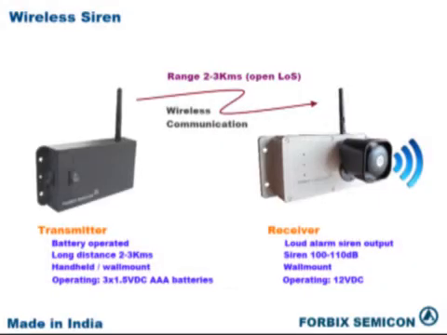Welcome to this video demonstration of wireless long-range siren system. The set consists of a battery-operated transmitter and siren receiver. The range of communication is 2 to 3 kilometers in open line of sight.